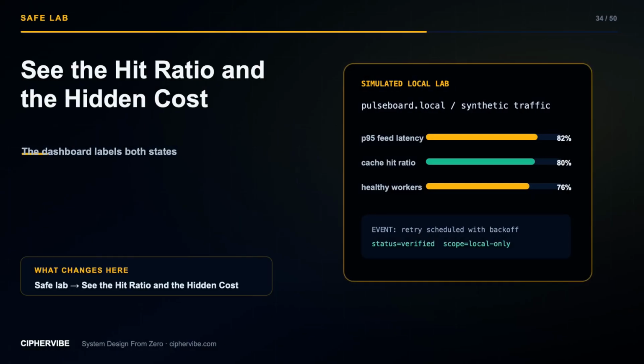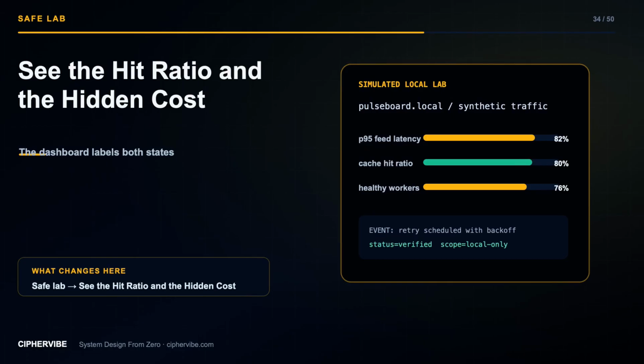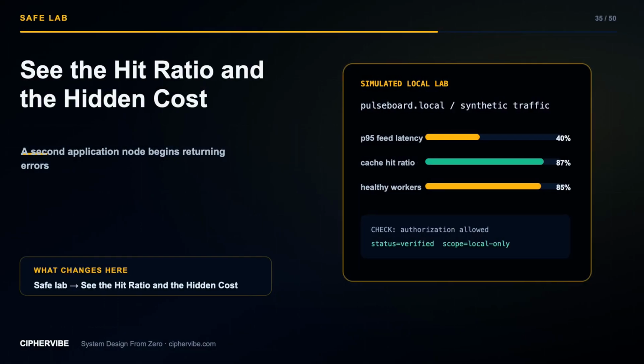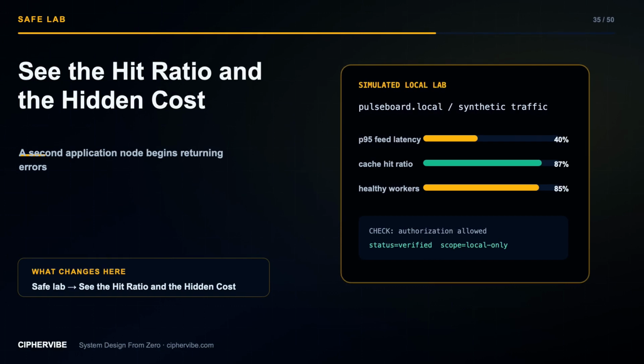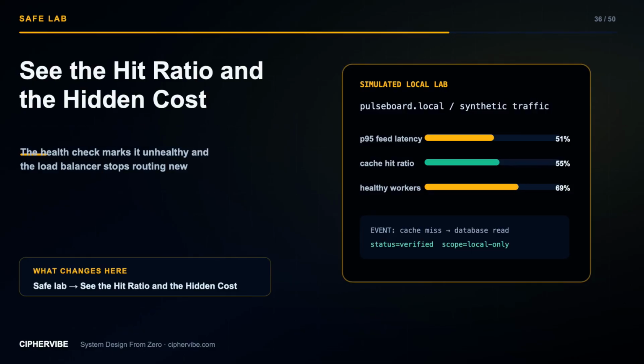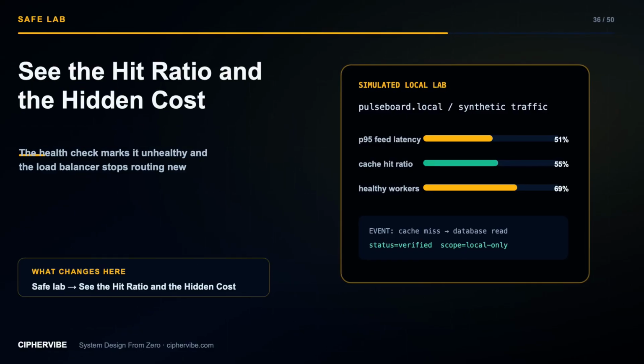A second application node begins returning errors. The health check marks it unhealthy and the load balancer stops routing new requests to it. The remaining nodes carry more traffic, so latency rises. This is the whole story. Speed, freshness, and capacity remain connected.